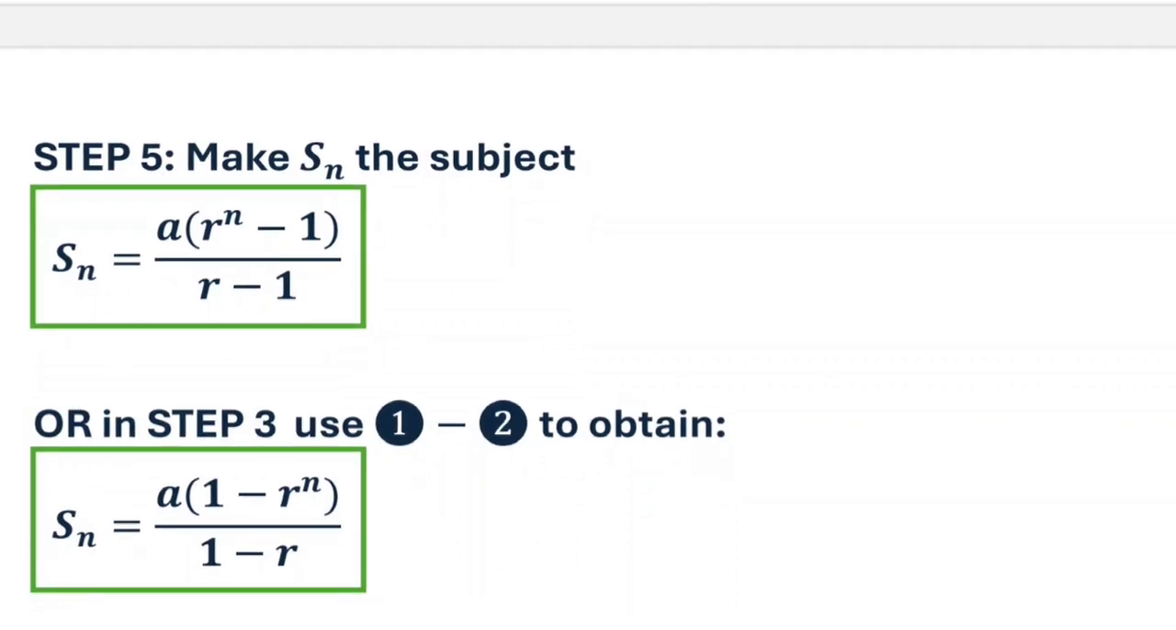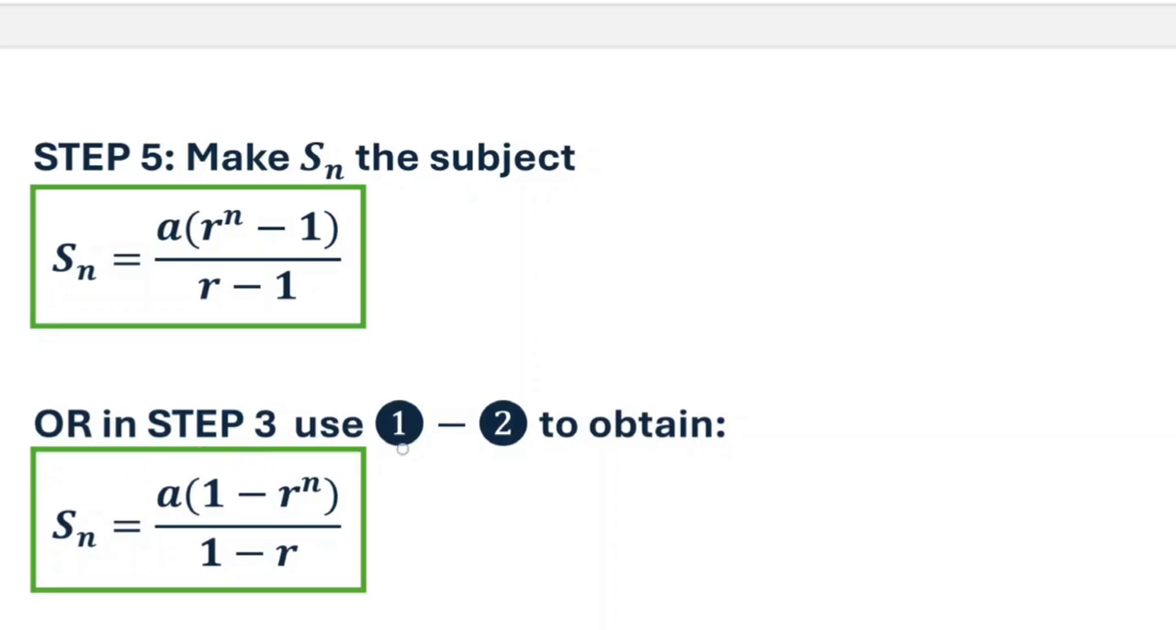Now you are familiar with this formula, and you know this is the one that you use when R is greater than 1. But what if the question wanted you to prove the formula where R is less than 1? How would we change the proof so that we can end up with that formula instead? This is what we do.